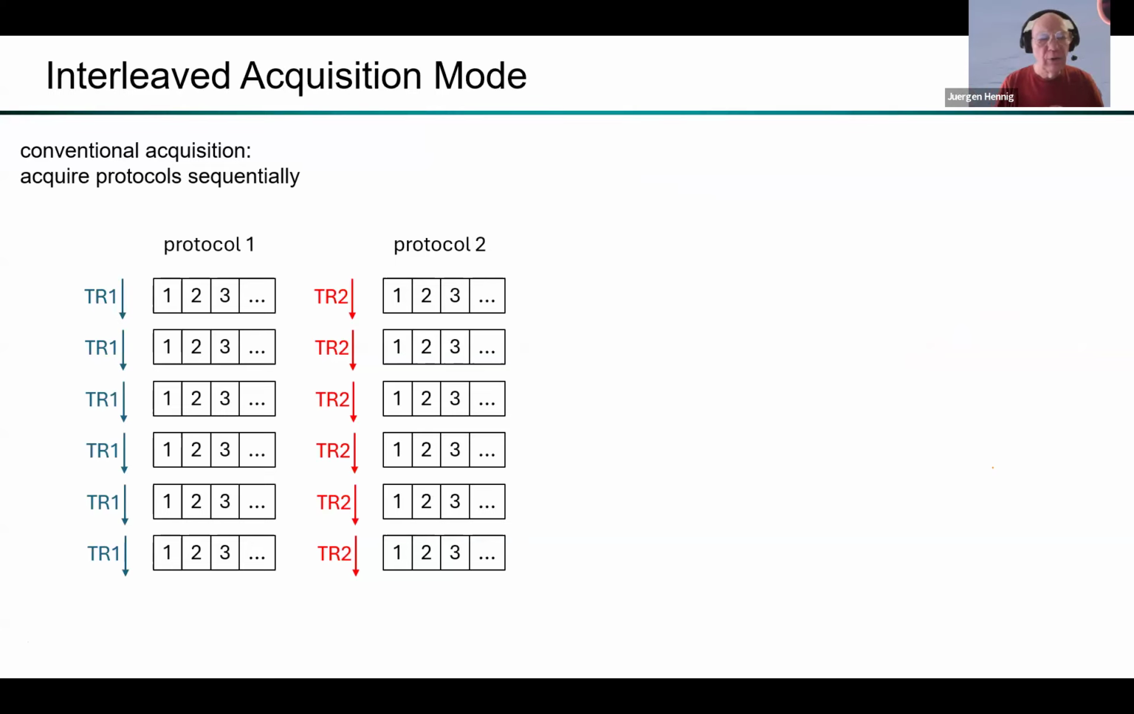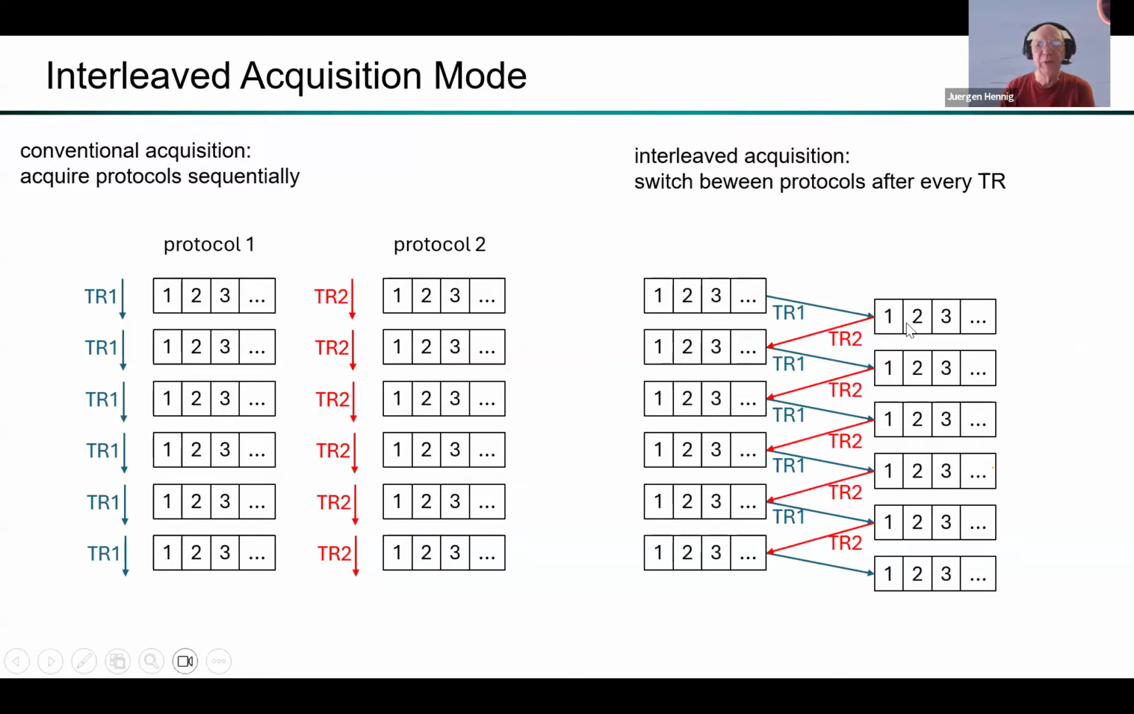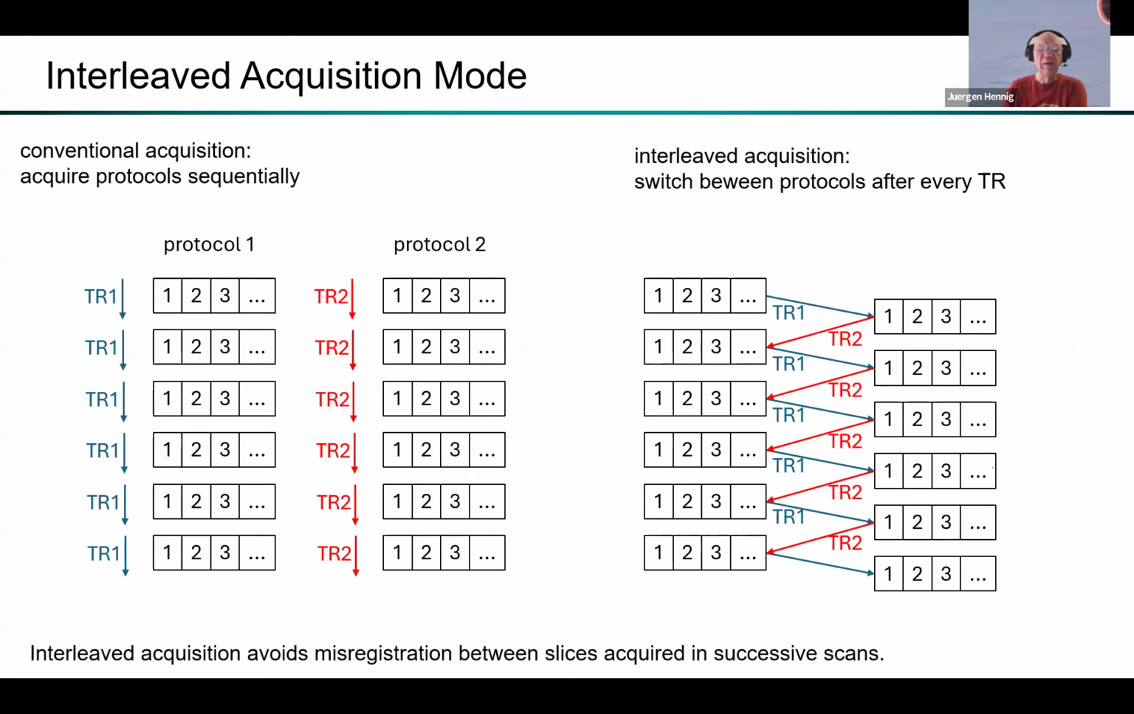So the final modification I'd like to talk about a little bit is the interleaved acquisition mode. If you run your protocols, typically you run one protocol after the other. In an interleaved mode, you jump between two protocols, so you interleave per TR. And this basically gives you the advantage that you have identical sampling conditions for both protocols.